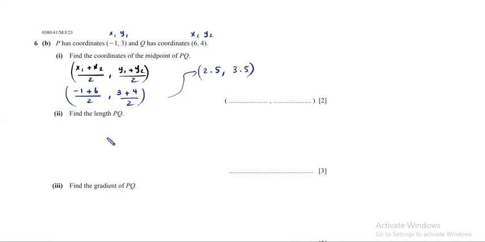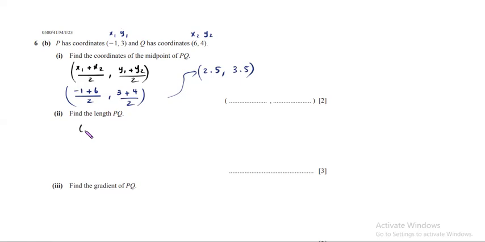Then the next one is to calculate the length of PQ. In this case, you will have to make use of the distance formula. So it's very important that we remember the formulas for midpoint, distance, as well as gradient. Here we need to use the distance formula, which is similar to the Pythagoras theorem. It's like trying to calculate the hypotenuse using the Pythagoras theorem.